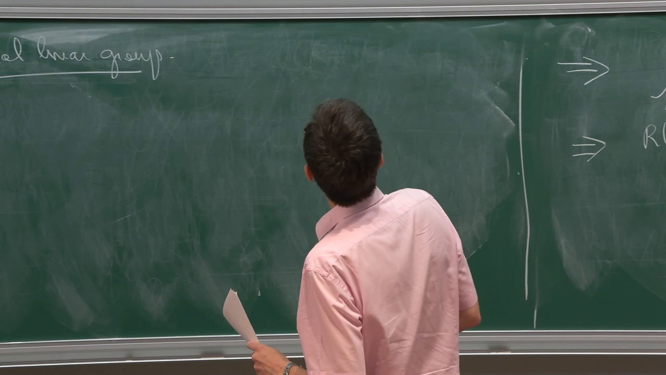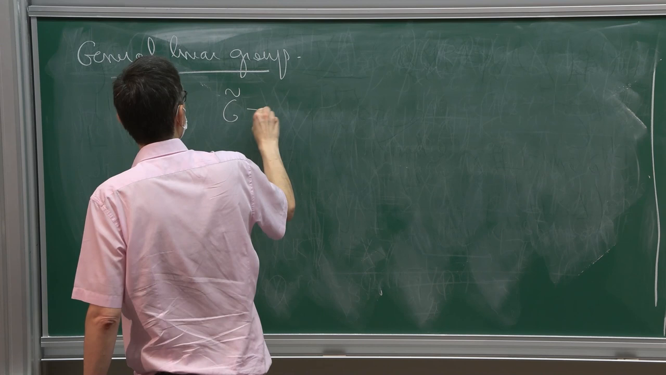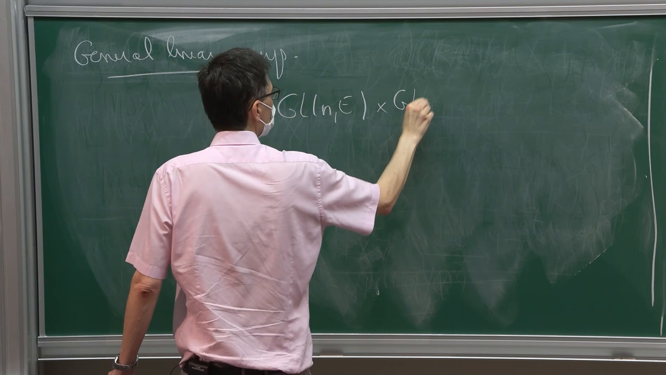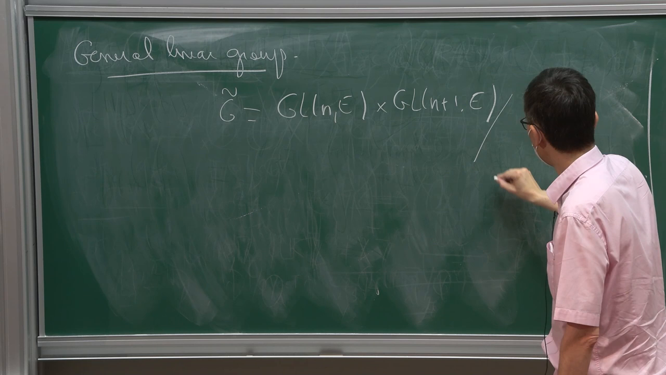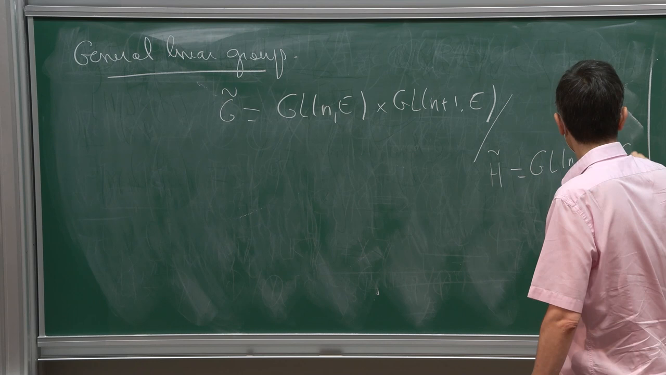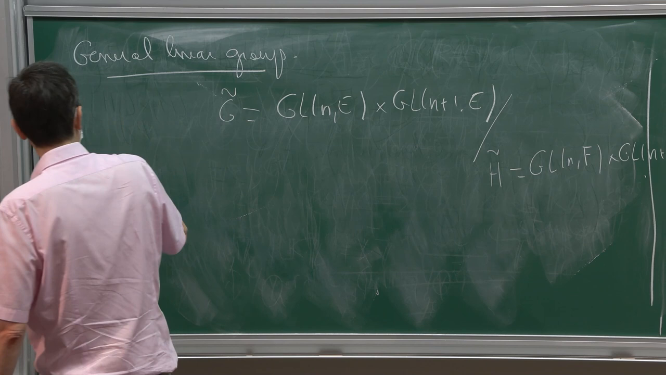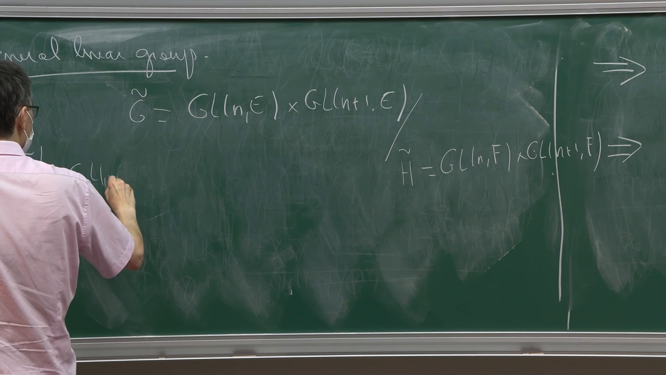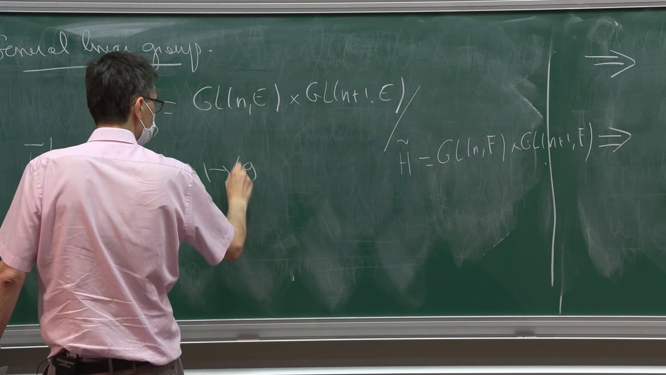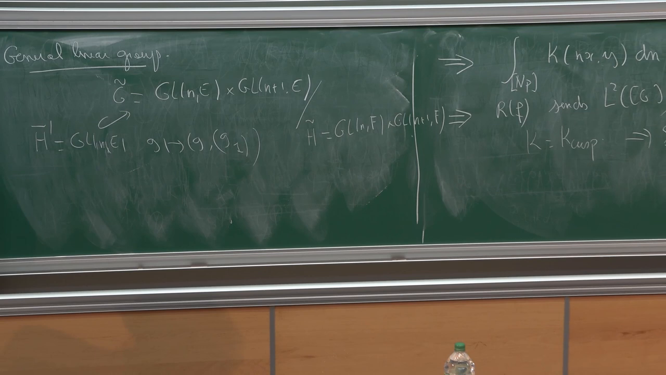So the setting is the following. The group G tilde is GL_n(E) cross GL_{n+1}(E). We have a group H prime, which is GL_n(F) cross GL_{n+1}(F). And we have an H tilde prime, which is GL_n(E), but diagonally embedded. So this is the setting.